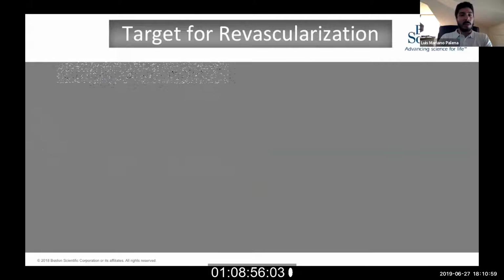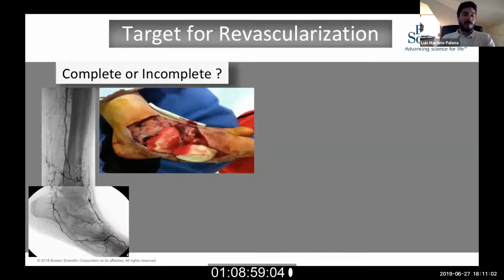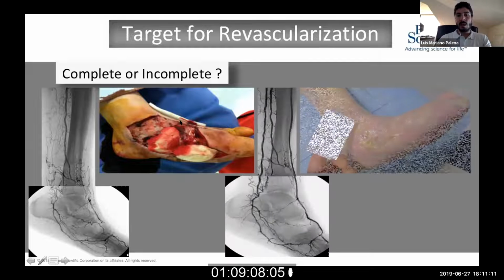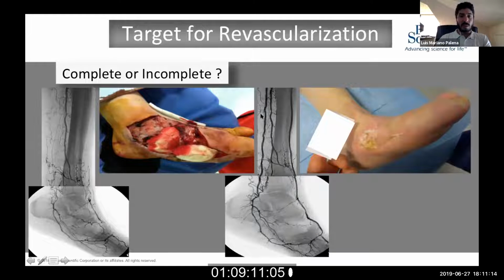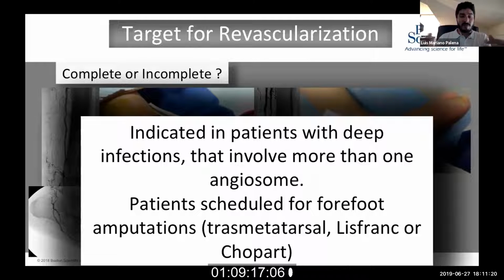On the opposite side, we have the complete revascularization, like in this case with occlusion of anterior and posterior tibial and distal occlusion of dorsalis pedis, a very complex clinical situation, in which I successfully opened the anterior, dorsalis pedis, and posterior, and the patient healed after 6 months. This more aggressive and more complete strategy is indicated in patients with deep infections that involve more than one angiosome, so we cannot decide which artery is going to feed specifically every angiosome, and at this point we need everything or as much as possible. This strategy is also indicated in patients scheduled for forefoot amputation.